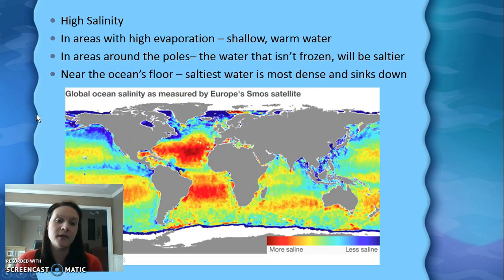And then again, remember that on the ocean's floor, the saltier the water, the more dense it is, so it sinks down. And then we'll get more to that when we talk about the deep ocean currents in a couple of days.